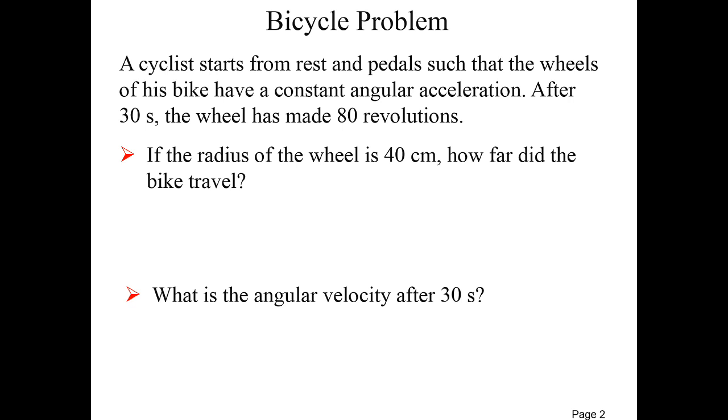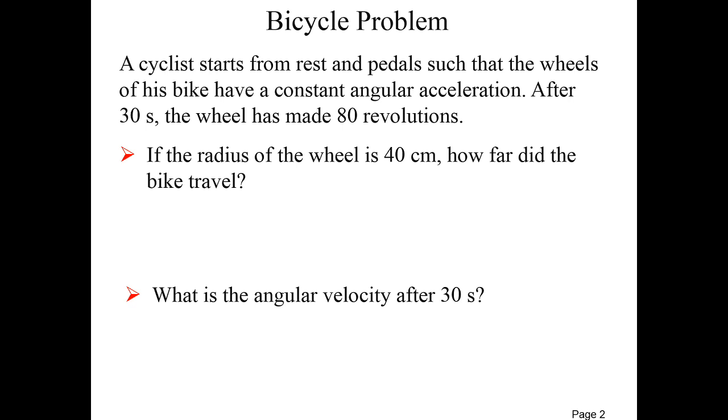So let's try our problem here. We have a cyclist that starts from rest and pedals such that the wheels of the bike have a constant angular acceleration. After 30 seconds, the wheels have made 80 revolutions. Our first question is, if the radius of the wheel is 40 centimeters, how far did the bike travel?